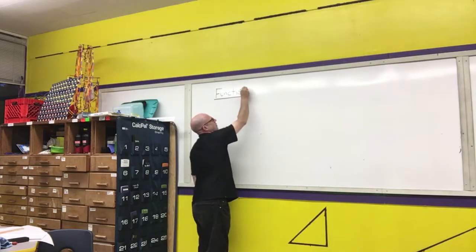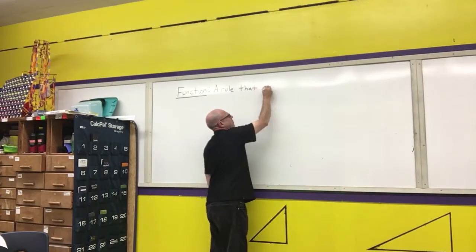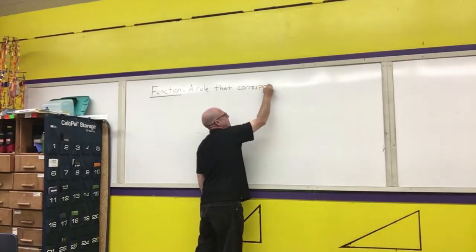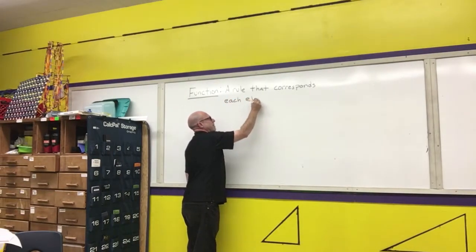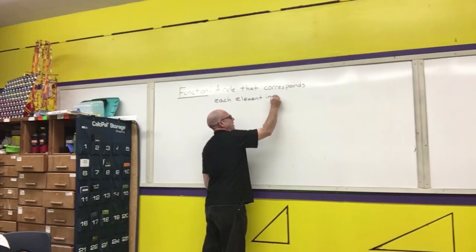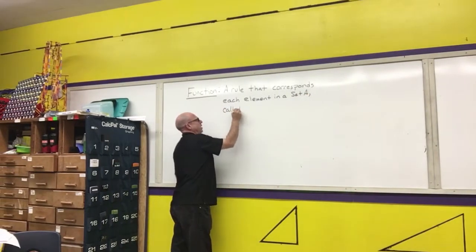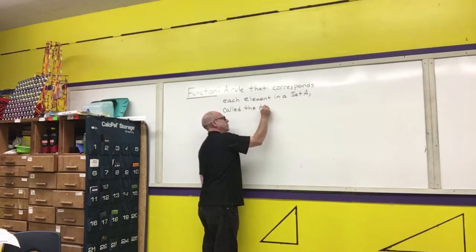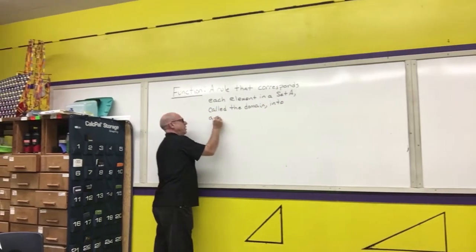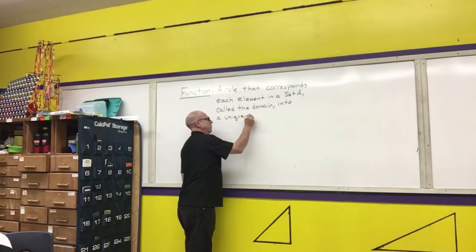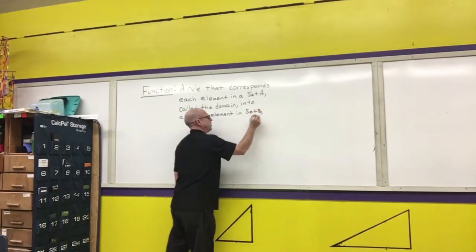What is a function? A function is a rule that corresponds each element in a set A, called the domain, into a unique element in set B, called the range.